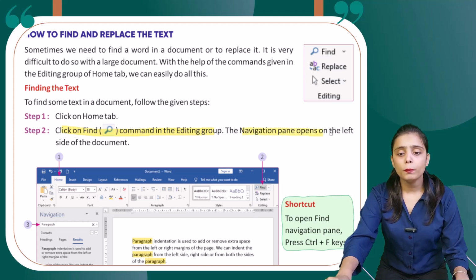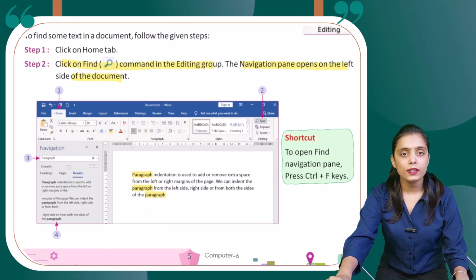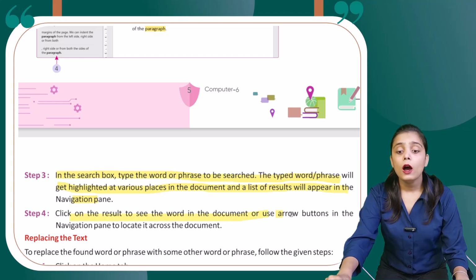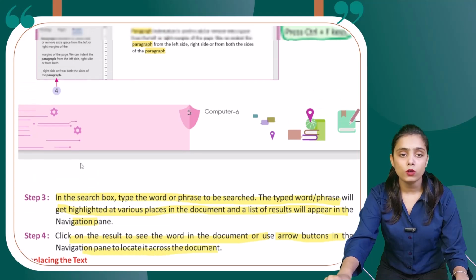The navigation pane opens on the left side of the document. Here you can see this navigation pane. Now what you have to do in step number 3, in the search box, type the word or phrase to be searched, and the typed word or phrase will get highlighted at various places in the document, and a list of search results will appear in the navigation pane. And step number 4, click on the result to see the searched word in the document, or use the arrow buttons in the navigation pane to locate it across the document.